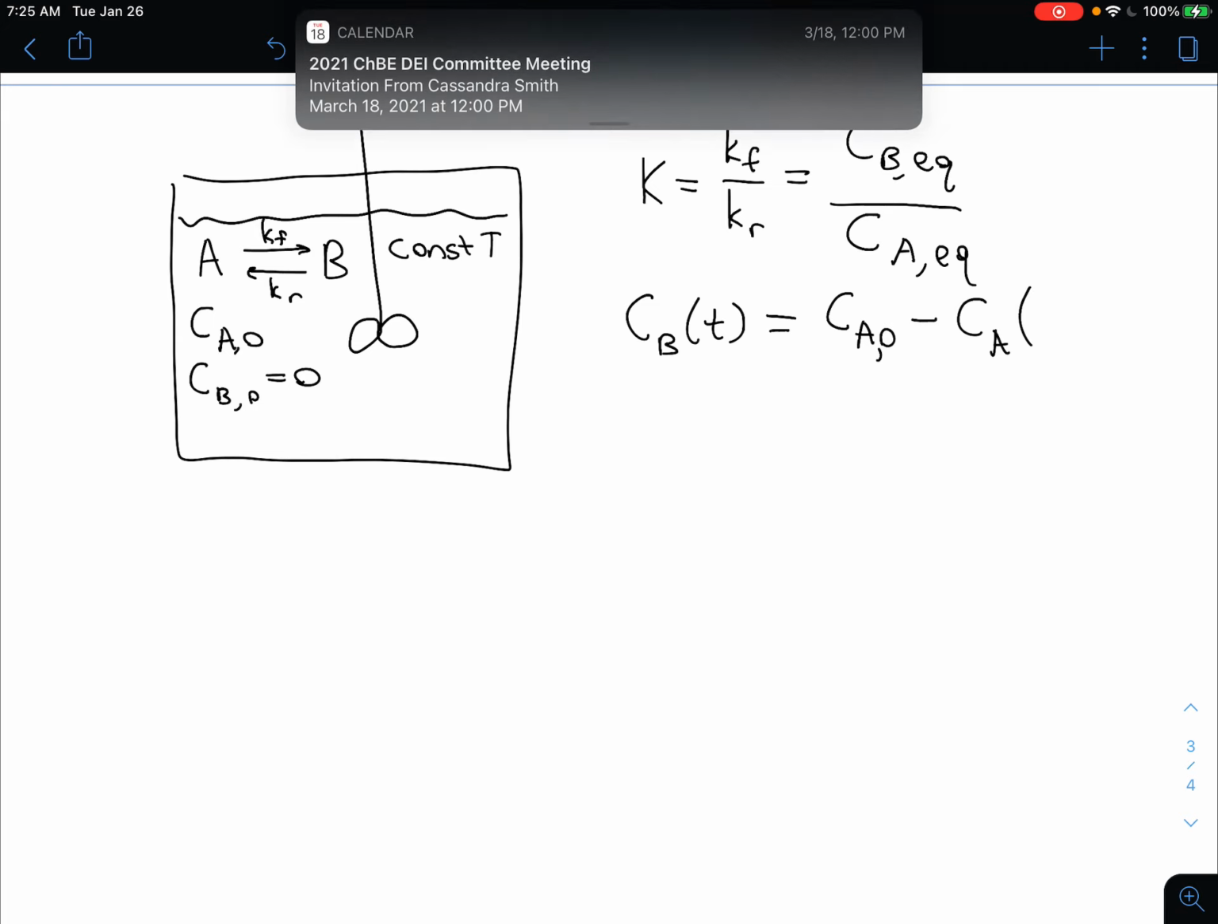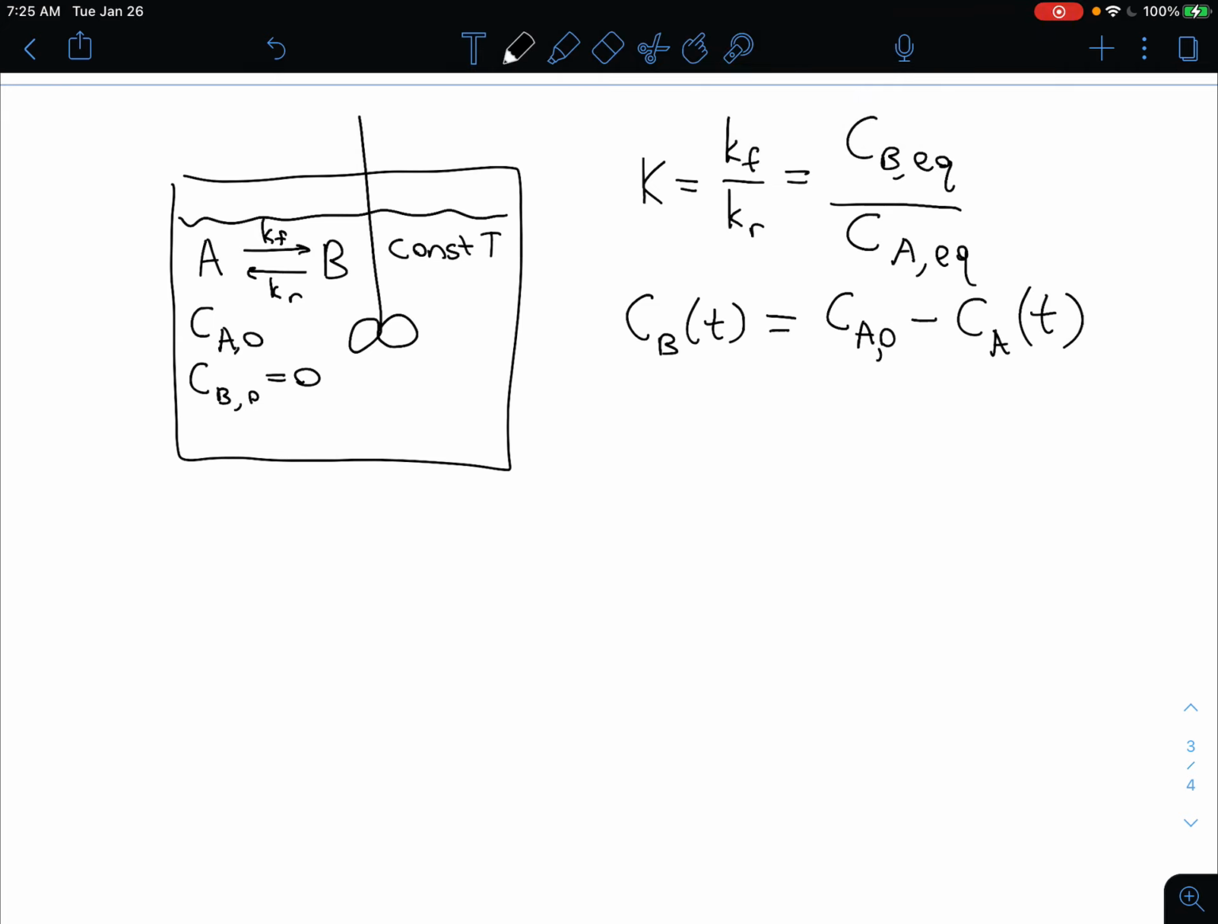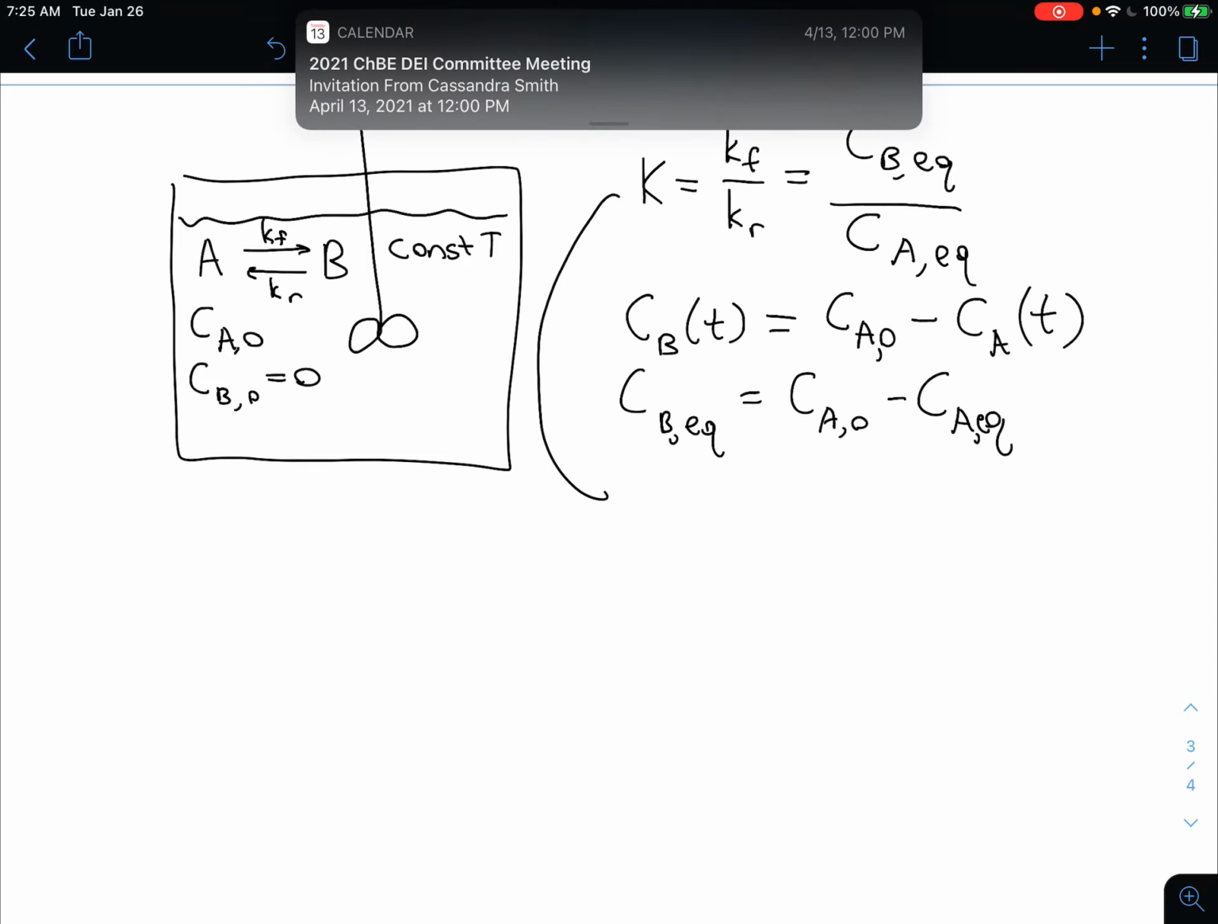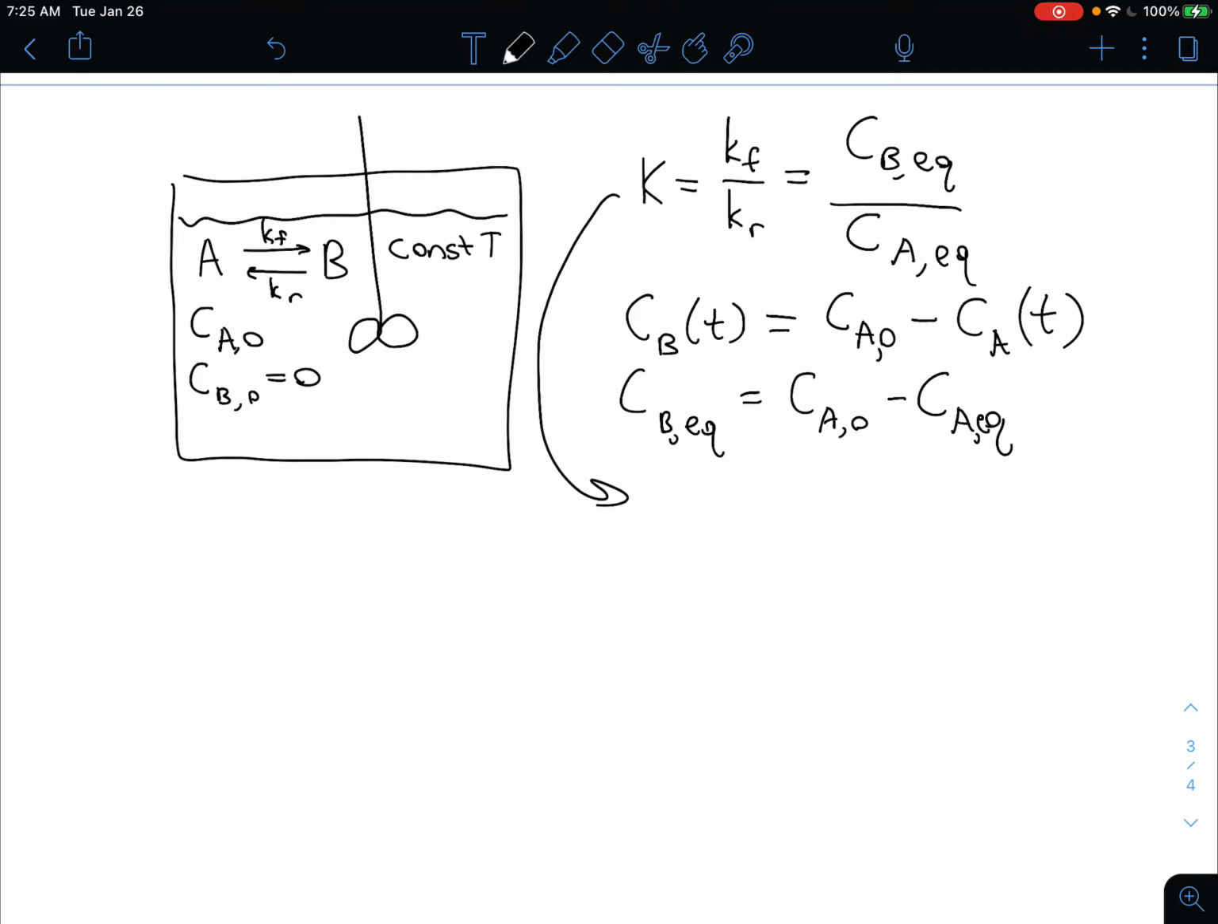This is also true at equilibrium. So once the system reaches equilibrium, you have Cb equilibrium, and this is going to equal Ca naught minus Ca at equilibrium. And so if we want to simplify this, we can say that K forward over K reverse is going to equal Ca naught minus Ca at equilibrium over Ca at equilibrium.